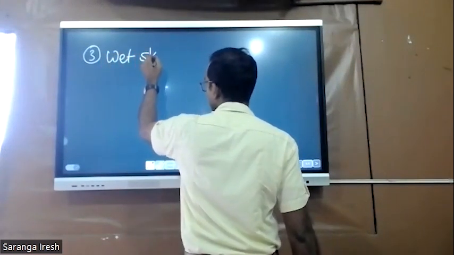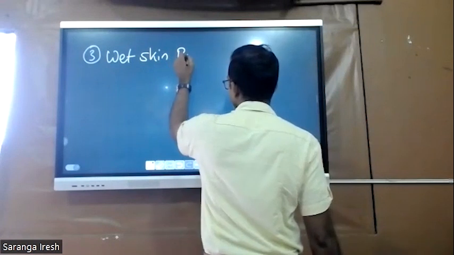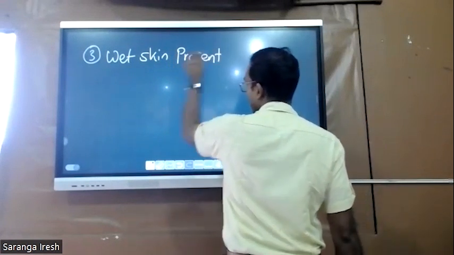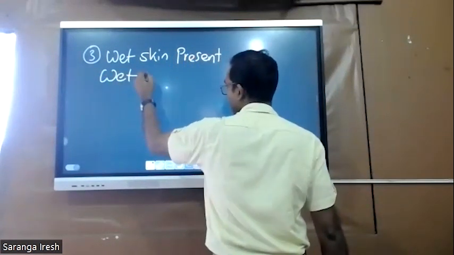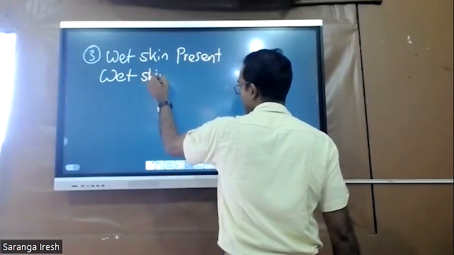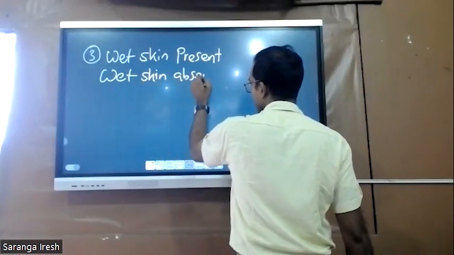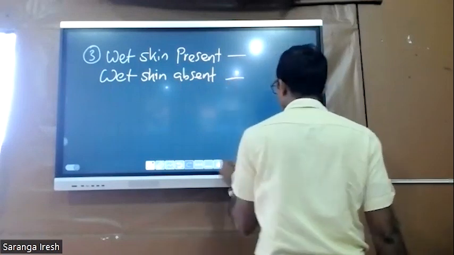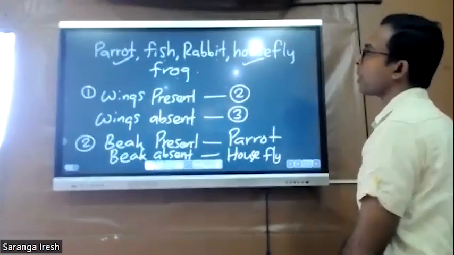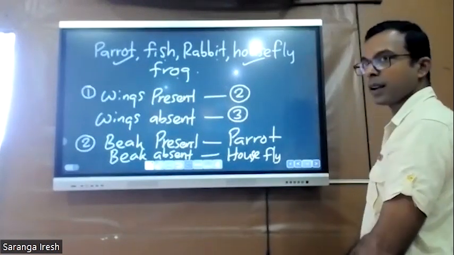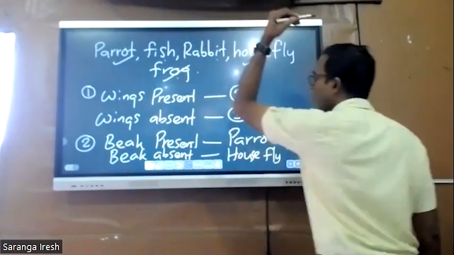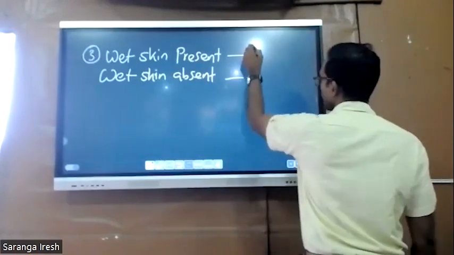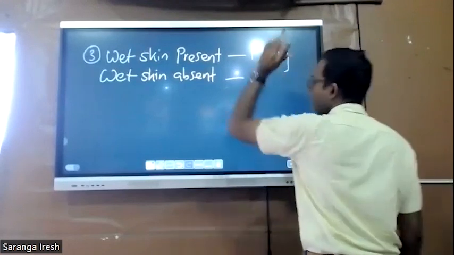Wet skin. Wet skin. Absent. Wet skin is present in frog, absent in fish and rabbit. Then I select the frog also. Frog, fish. Frog is selected.